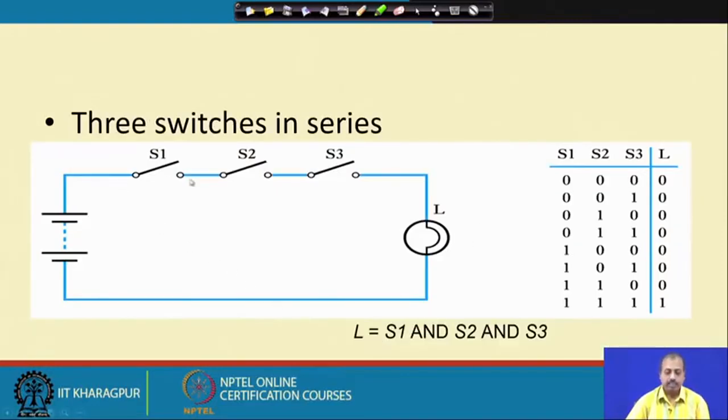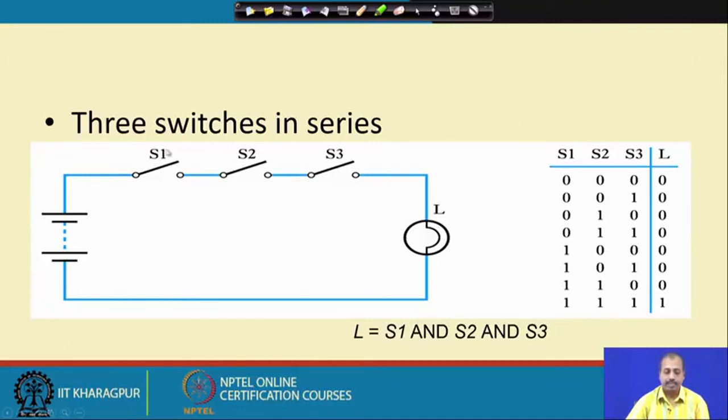You can connect three switches in series, like S1, S2, S3. What happens is that the lamp L gets current only when all the three switches are closed. This can be represented in the form of a truth table, where S1, S2, S3 are three variables. If I write down all the possibilities, it can start from 0, 0, 0, 0, 0, 1 and go up to 1, 1, 1, where 0 means the switch is open and 1 means the switch is closed.